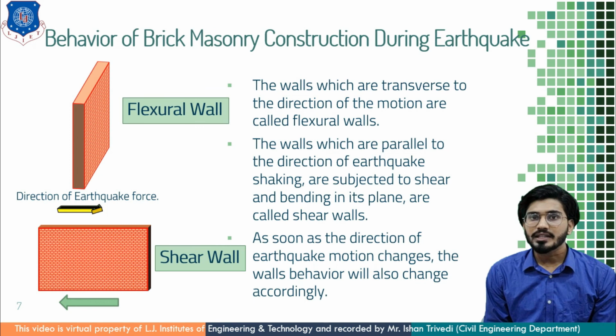So the behavior of earthquake force on the masonry wall is that as the direction of the earthquake changes, the strong wall will become the weak wall and the weak wall will become the strong wall. This happens simultaneously, in very quick succession. So as the earthquake force travels further, there is a behavior change of these two walls, the shear wall and the flexural wall, accordingly. So this is the basics of the behavior of brick masonry construction during an earthquake.